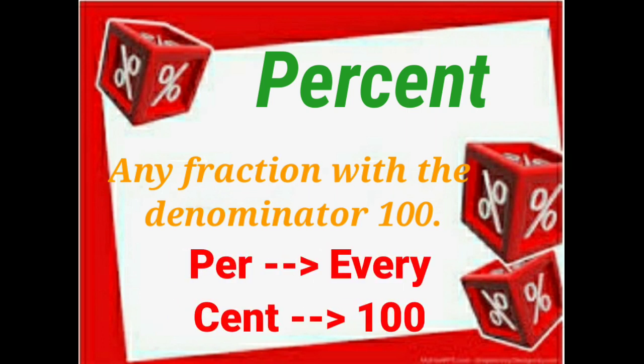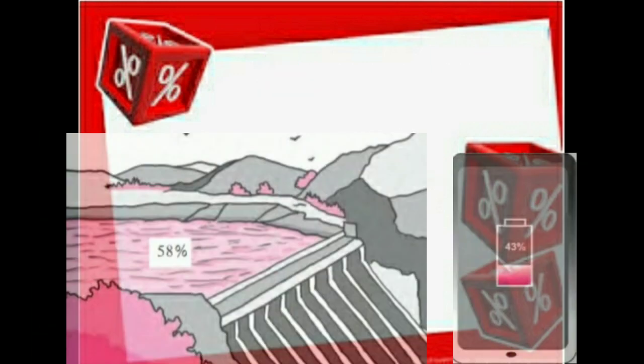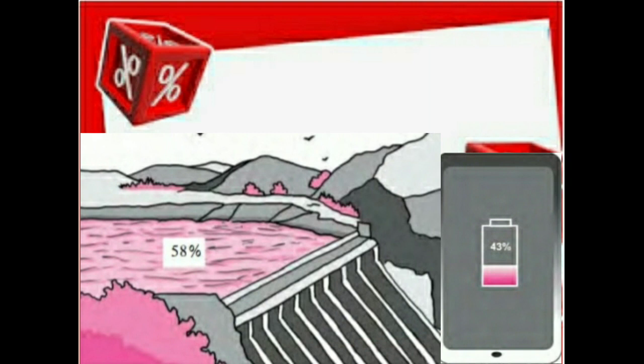The term percent can be split into two parts, per and cent, where per stands for every and cent stands for 100. So, the word percent means for every 100. Let's try to understand the concept of percentage even better by taking the example which is given in our textbook.